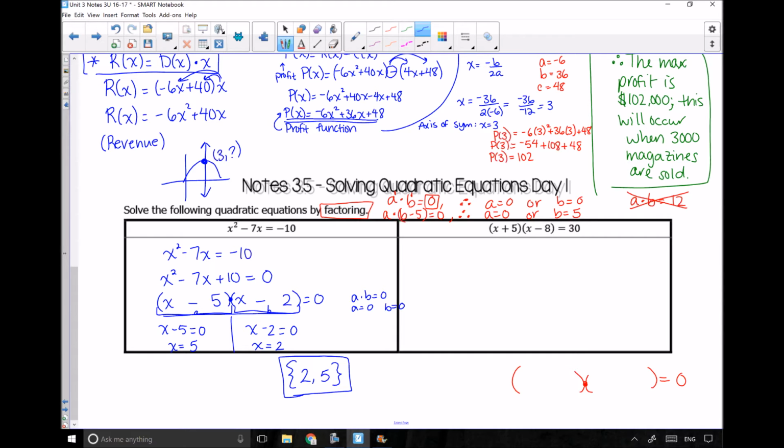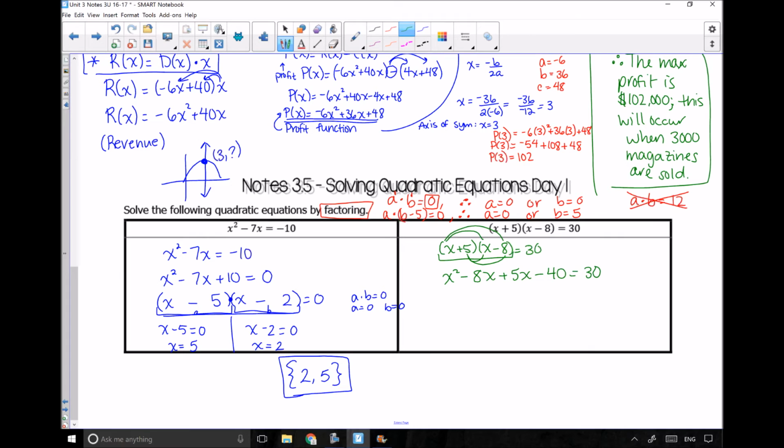Okay, so now in the next example, we have x plus 5 times x minus 8 is equal to 30, okay? So right here, it's not equal to 0, so I'm going to expand this piece right here first to make my life a lot easier, and then I'm going to get it all together on one side, and I'm going to say it's equal to 0. So I'm going to take x and multiply it by x, and I'll get x squared. X times negative 8 gives me negative 8x. 5 times x is positive 5x, and 5 times negative 8 is negative 40. And that's going to equal 30, okay?